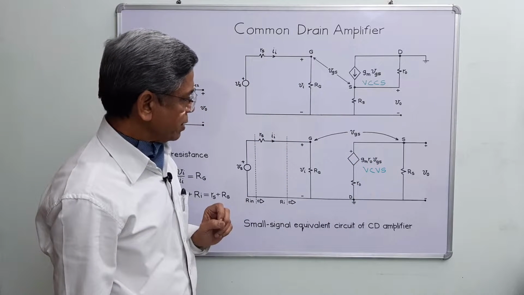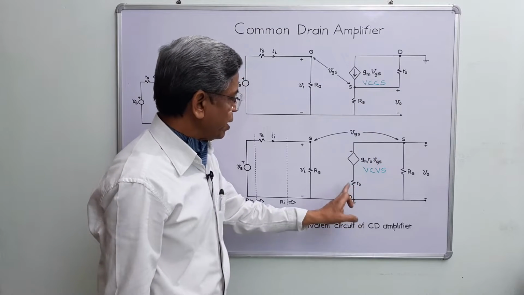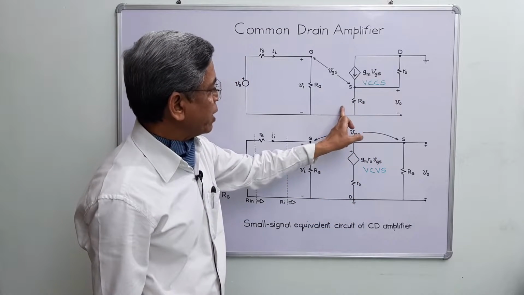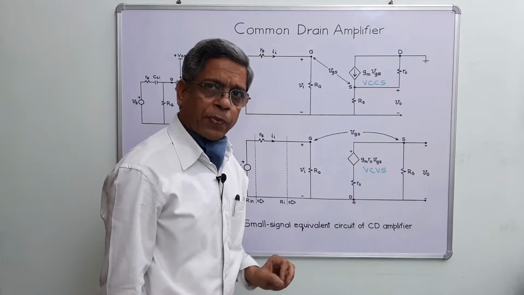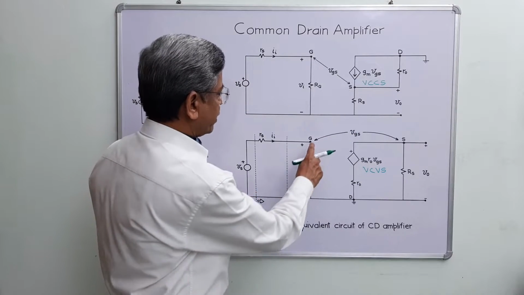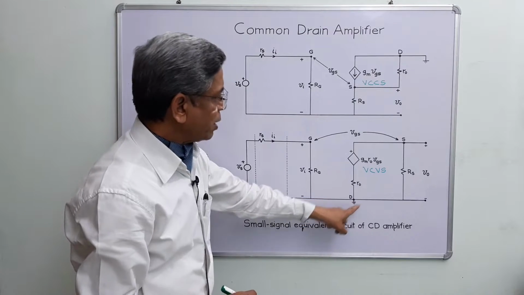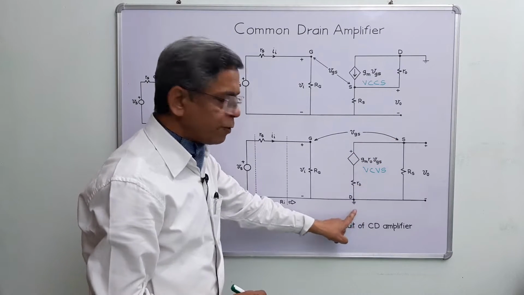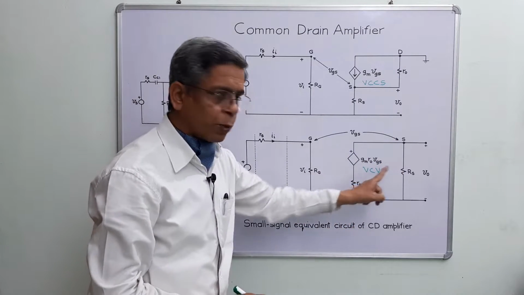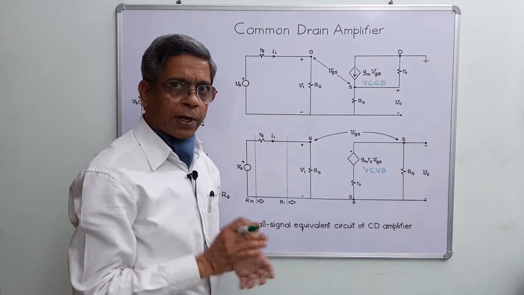And a little more changes are there. This R0 is here, and I am shifting RS from here to the output position. Now VGS will be measured between these two points over here. Now this is G, D comes here, and S is there. D is common to input and output ports. This is a common drain amplifier.